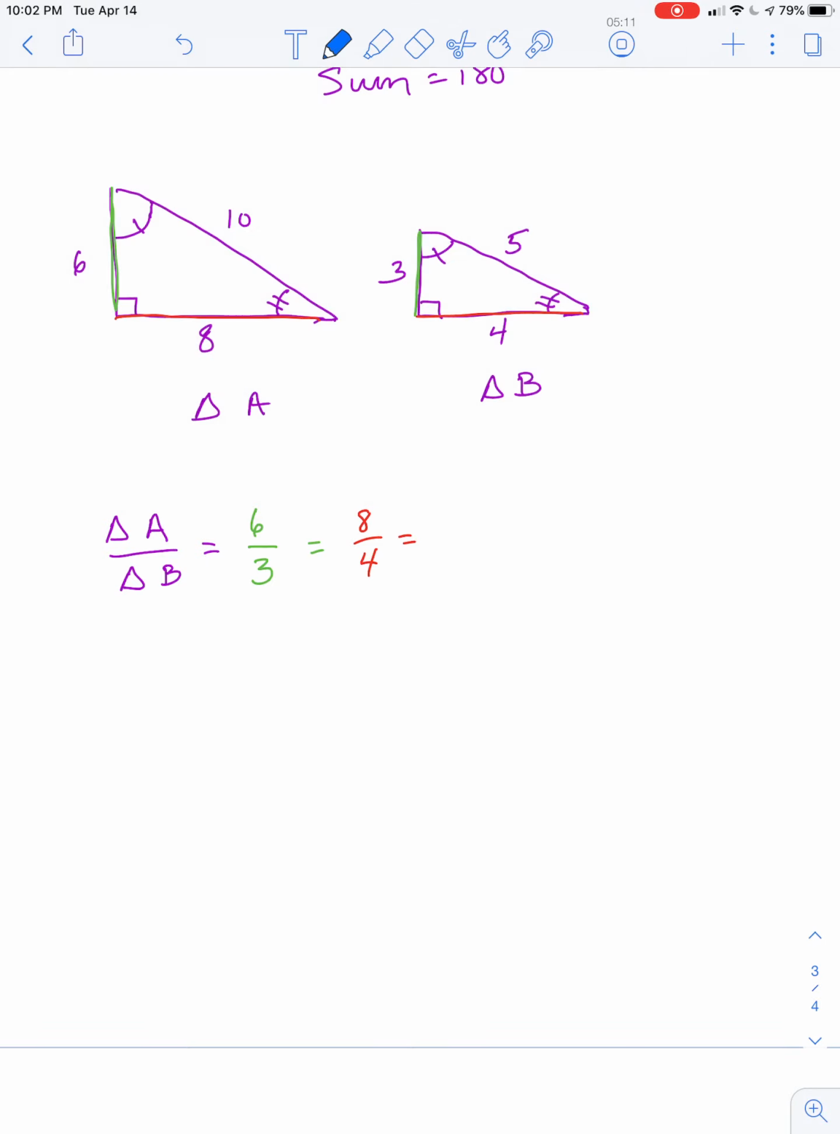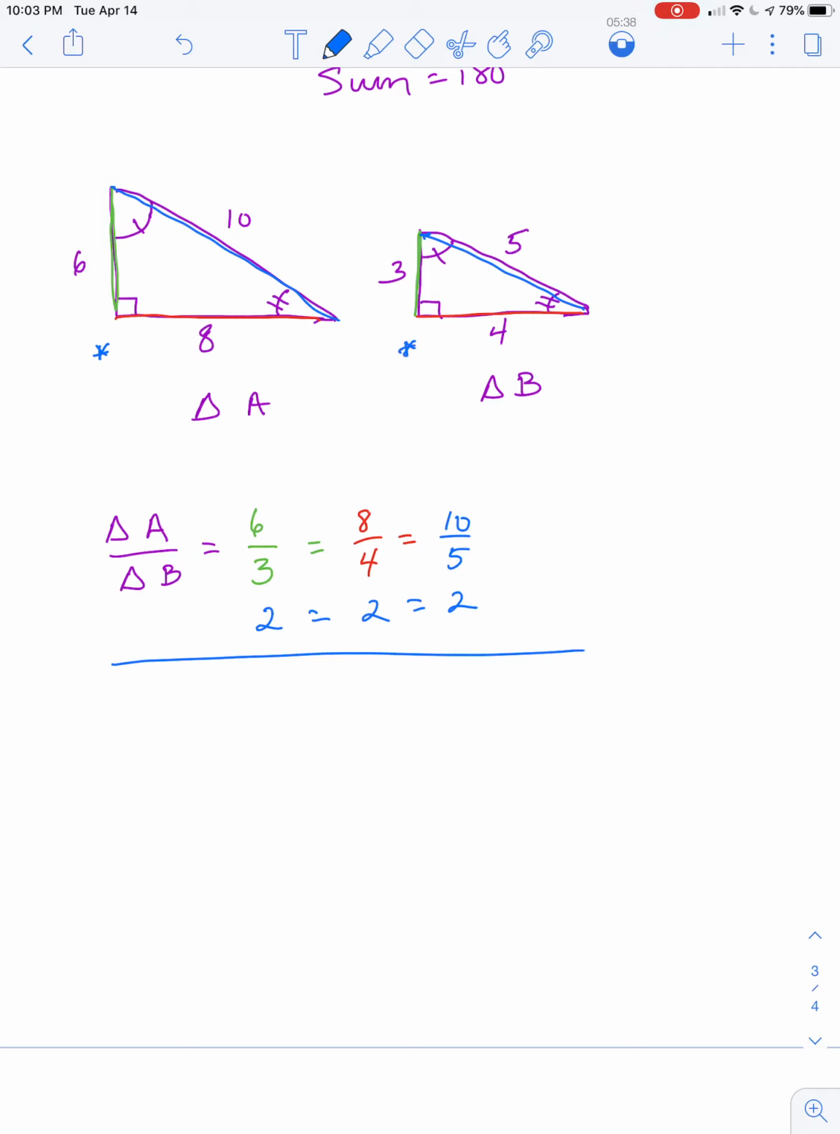And then finally, we have this one, which is called the hypotenuse. And we have 10 over 5. Now, the interesting thing about each one of these, think about this. 6 divided by 3 is 2. 8 divided by 4 is 2. And 10 divided by 5 is 2. What does that mean to us? What that tells us is that the larger triangle, triangle A, is 2 times the size of triangle B.